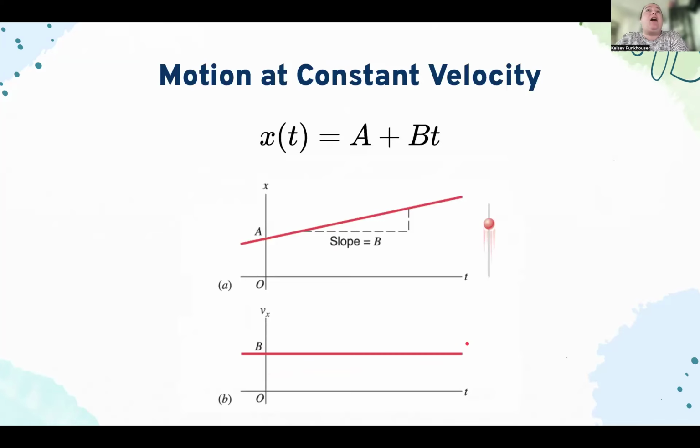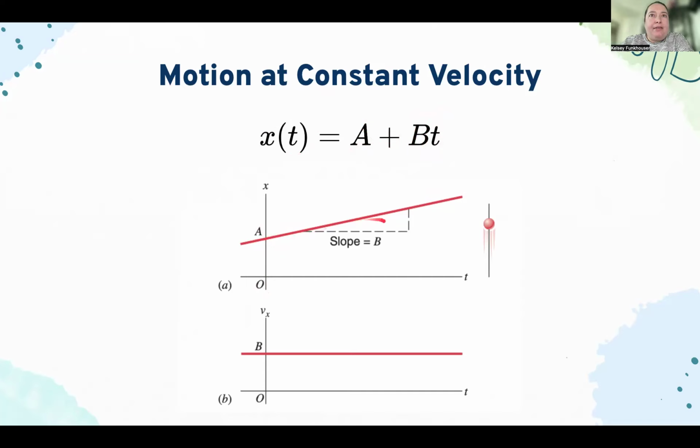Okay, now we have motion with a constant velocity. The position is given by this equation, x of t equals a plus b times t, and a and b are just scalars. a is giving us our initial position, where our position starts out when time equals 0. That's what A is, because if you plug in 0 for time, it just gives you A. So that's where it starts.